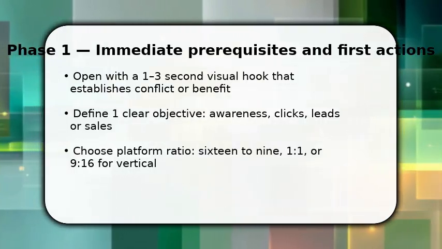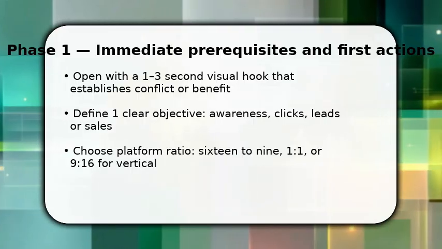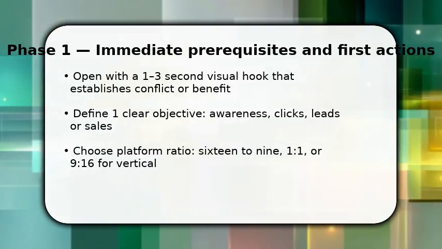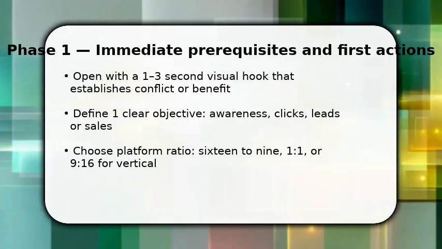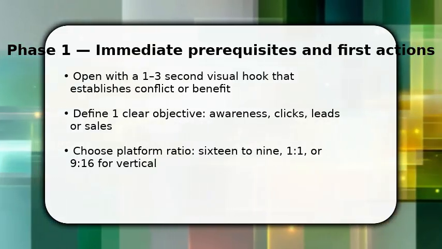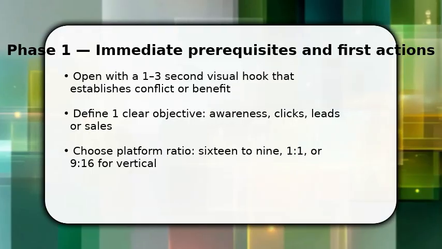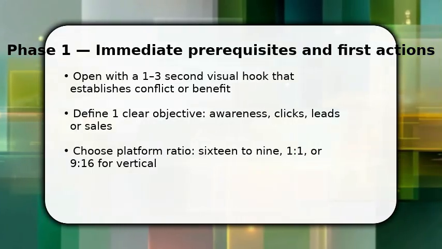Once done, pick your platform ratio: 16:9 for YouTube, 1:1 for feeds, 9:16 for stories, and choose a primary visual and line of copy that supports that objective so every element serves the same goal.